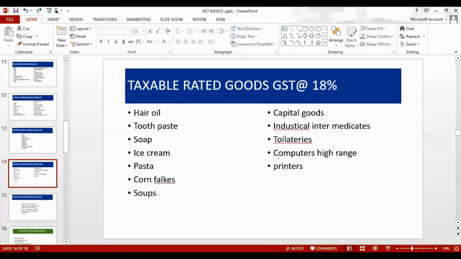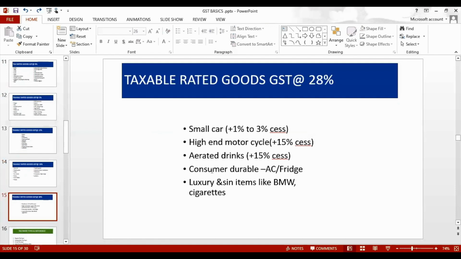From here, I mentioned the high-range computer. It means there is a difference between the basic model and the high model of computer. The advantage of that difference is that it shows a different range of tax. That's why we have normal models and high-range computers. Finally, I have a 28% tax.